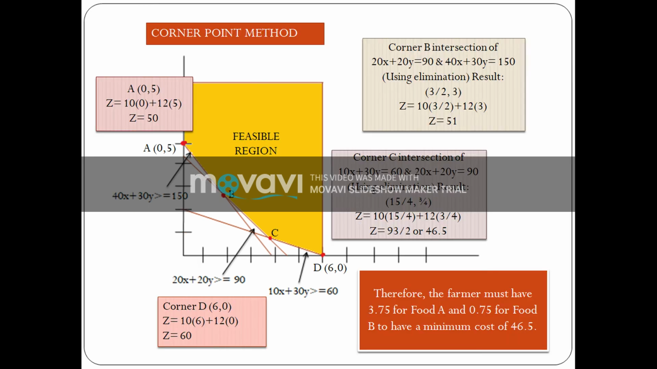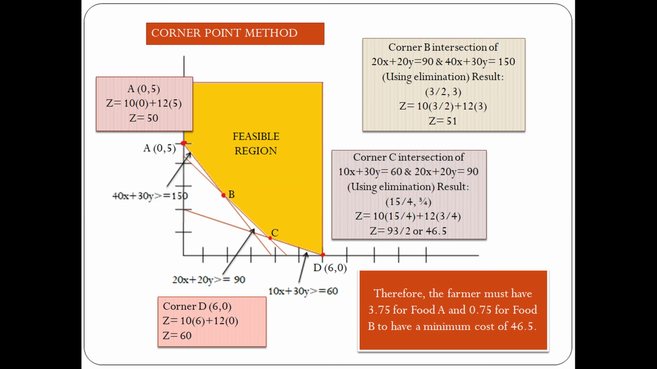For corner A, we have coordinates 0 and 5. For corner B, we have coordinates 1.5 and 3. For corner C, 3.75 and 0.75. For corner D, 6 and 0.